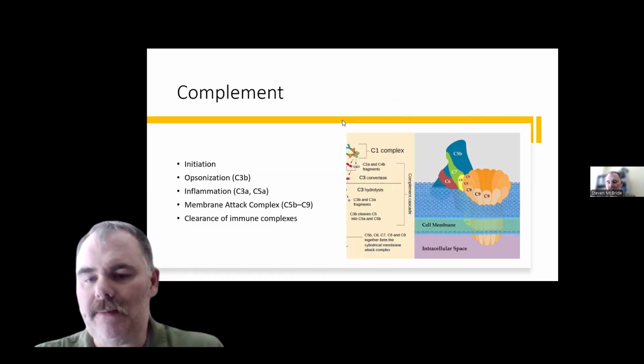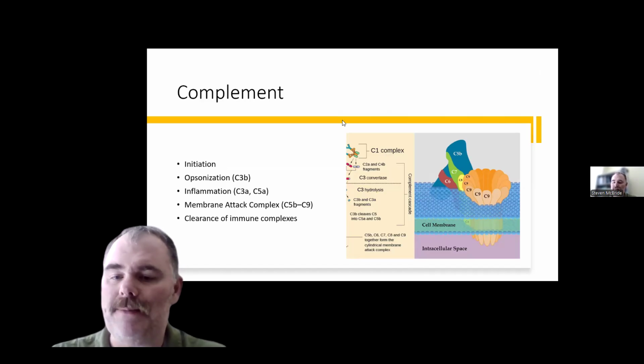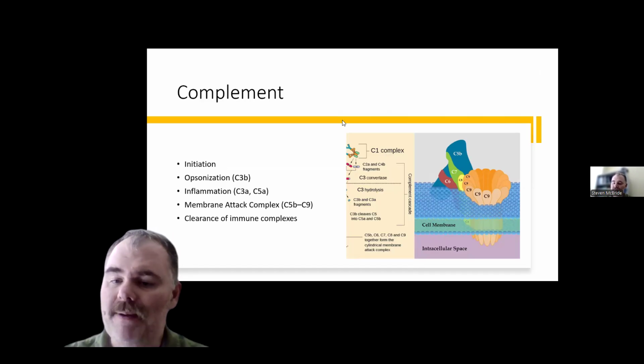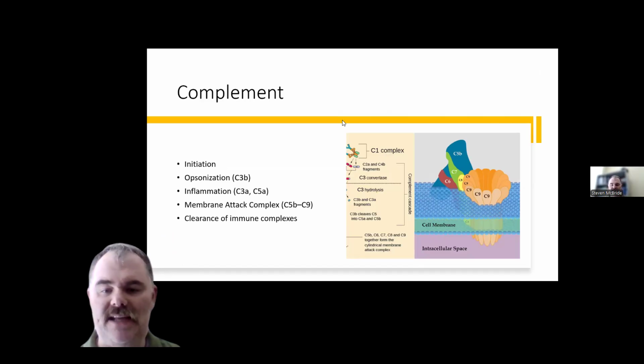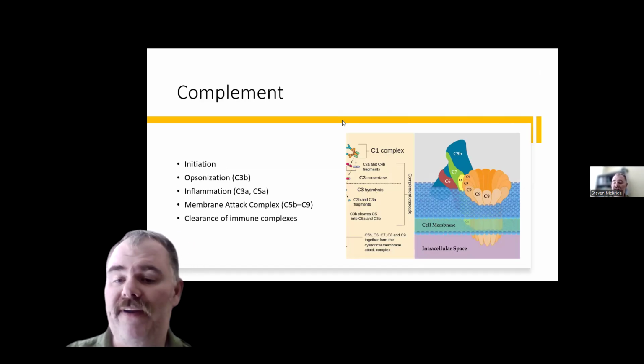The complement system consists of a group of proteins found in the bloodstream that work together to enhance immune defense. Once activated, complement performs several important functions. First, complement proteins can coat pathogens in a process called opsonization. Opsonized microbes are easier for phagocytes to recognize and engulf.